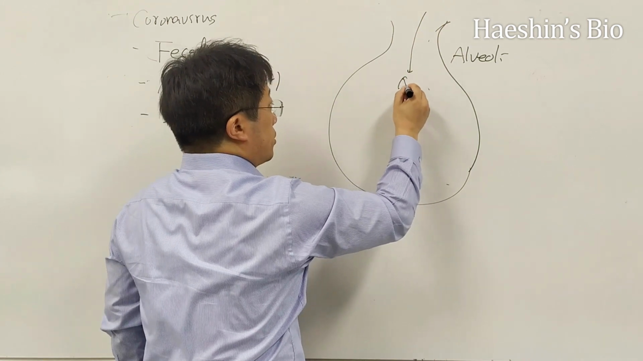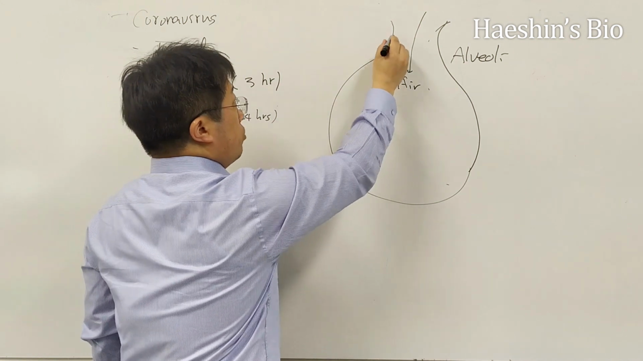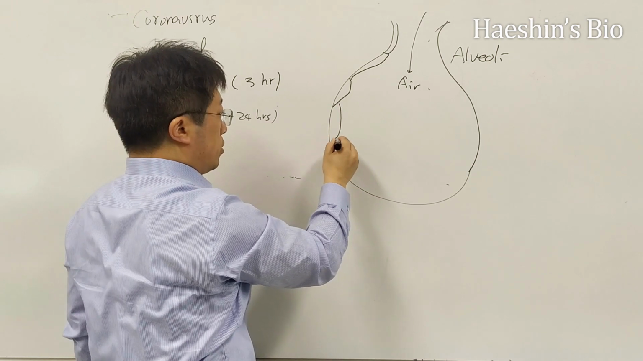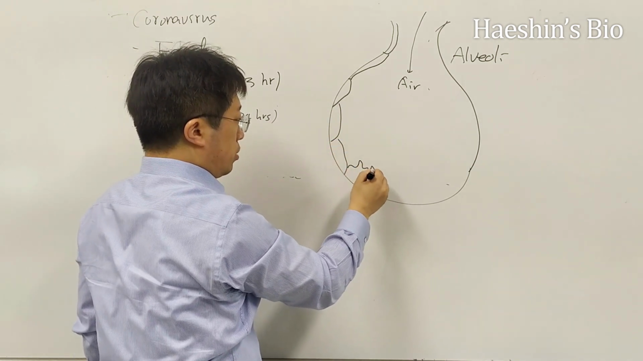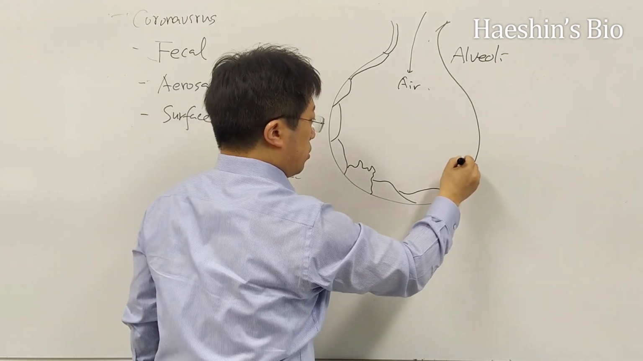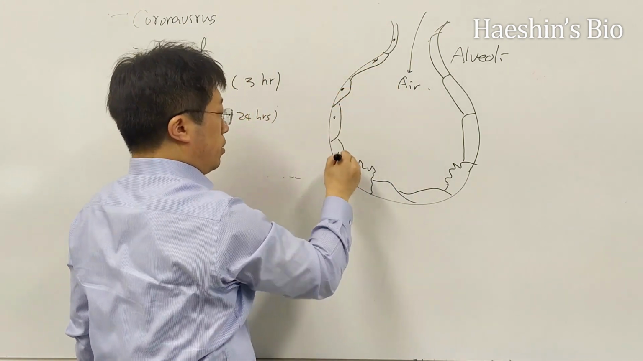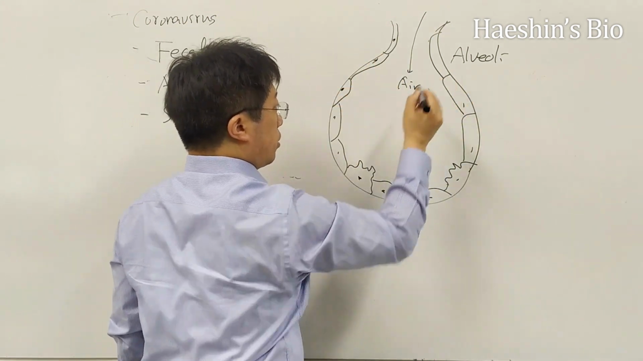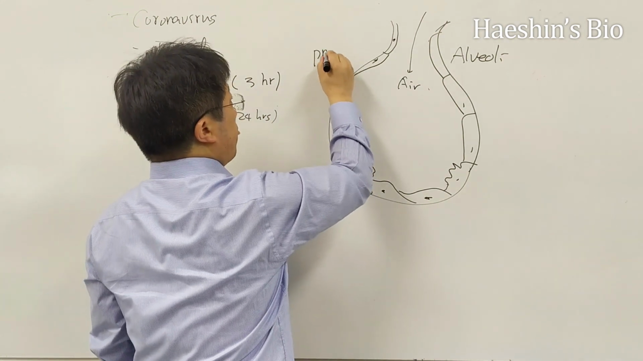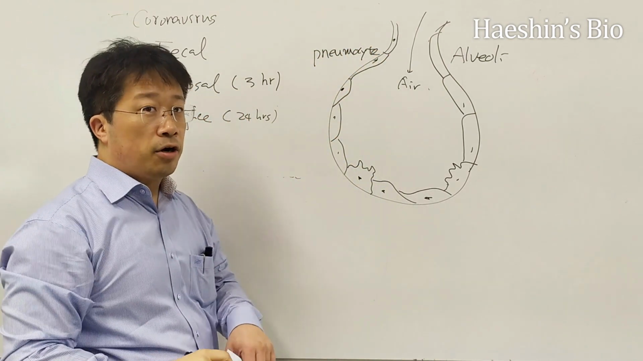So the air comes in here through this line. At the end, you have the line of the cell. For example, like this. And I will draw the cell a little differently, like this. So these are individual cells. This is a nucleus. This is what we call a pneumocyte. This is a single layer.